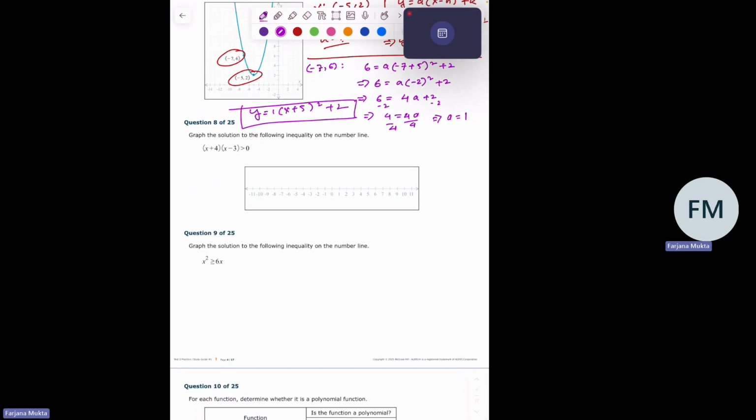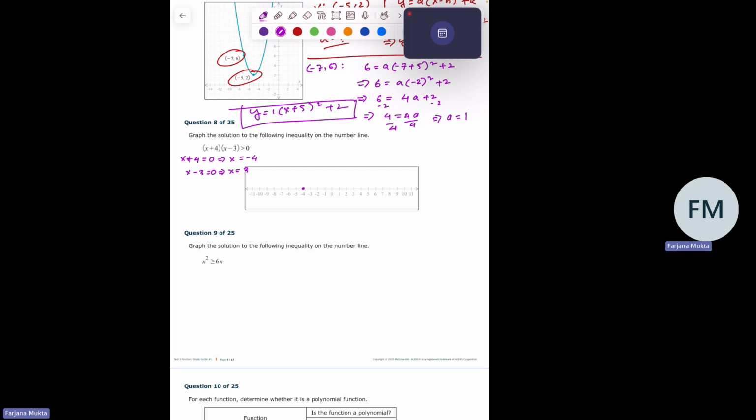All right, next question is graphing the inequality. From each of the factors, it is in the factorized form, right? So we don't have to find the factors by ourselves. From each of the factors, by setting them equal to 0, we'll find the point where we'll divide the number line. So the first point we'll divide the number line is x equal -4. From the other factor, the other point we'll divide the number line is x equal +3.